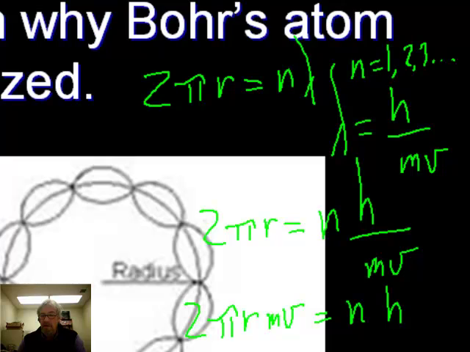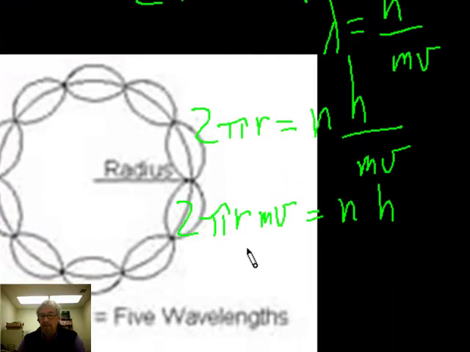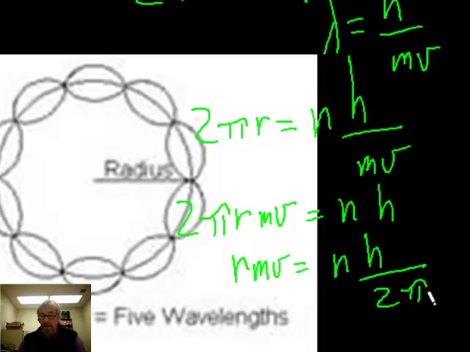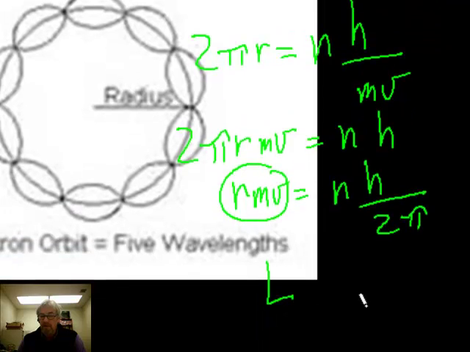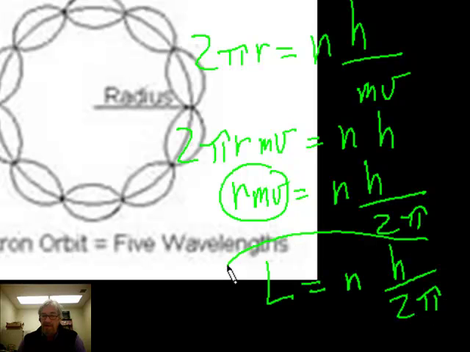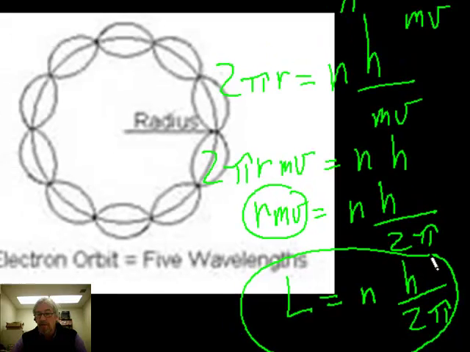Now I'm going to divide both sides by 2 pi. r m v is n times Planck's constant divided by 2 pi. But m v r, that's angular momentum. So angular momentum has to be n times h over 2 pi, which is exactly what Bohr, although he didn't know why, concluded had to be the case for his orbits.